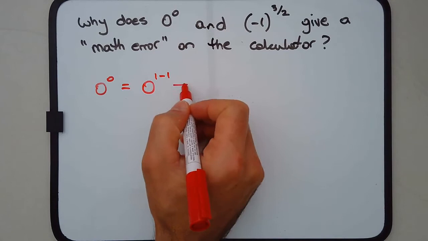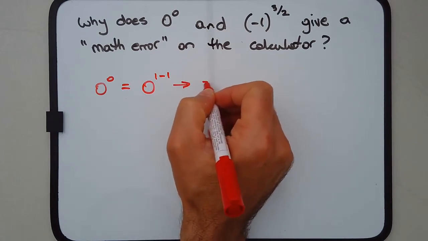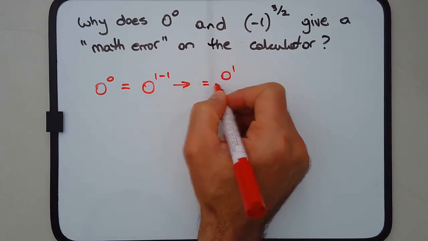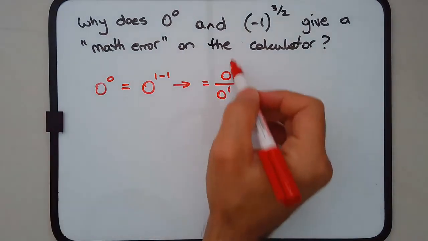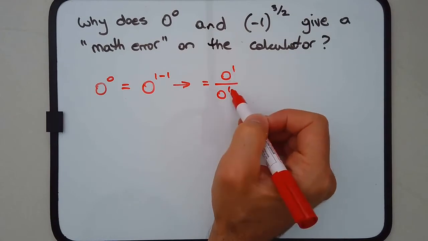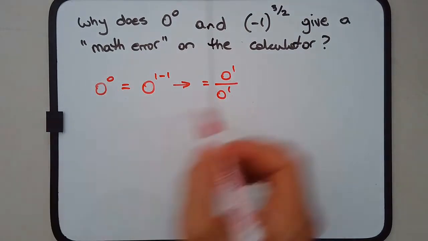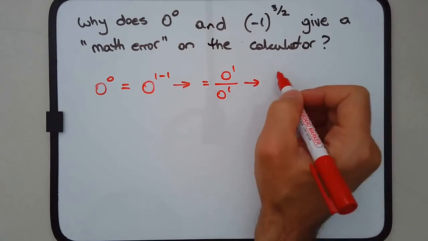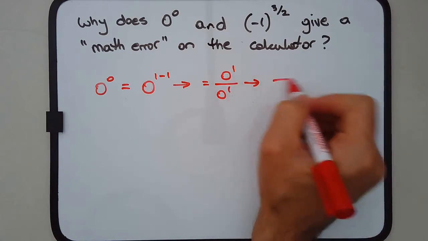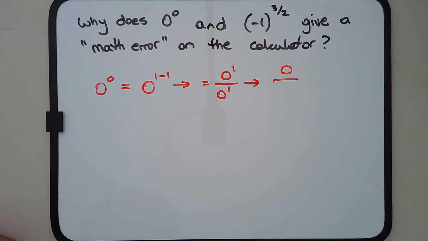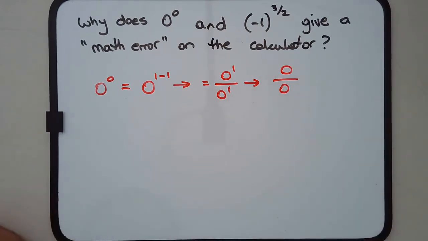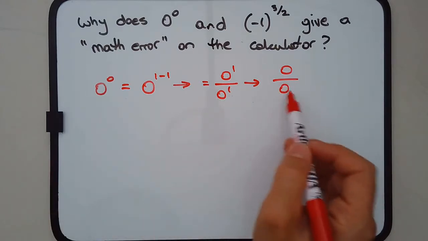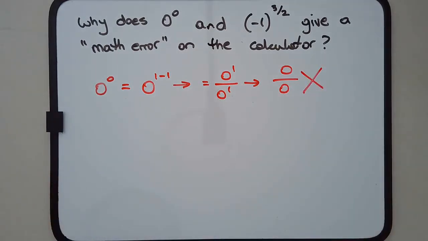So this is really the same as 0 to the power of 1 over 0 to the power of 1. After all, we're subtracting the indices. 1 minus 1 is 0. Now, moving along the line, 0 to the power of 1 is 0. 0 to the power of 1 in the denominator is also 0. That's a division by 0, which cannot happen. That's undefined, and we can't work with that.